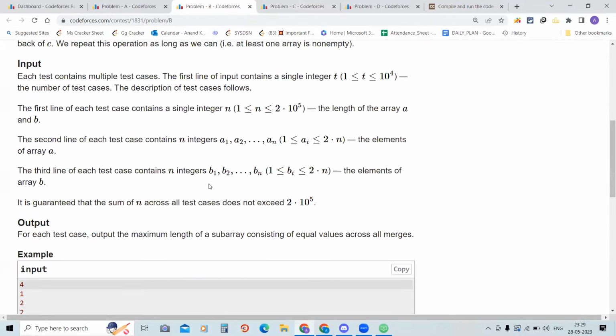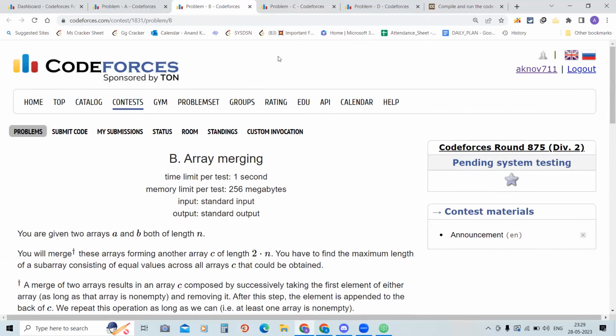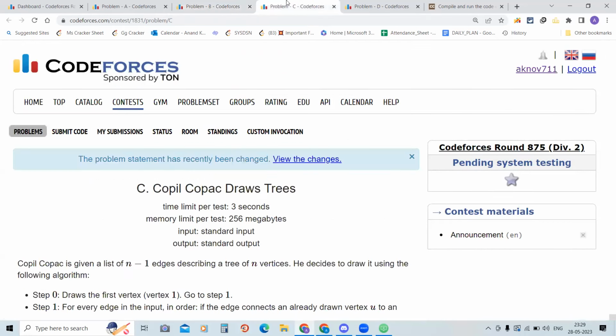So that was the solution to B. Okay, and if there are no doubts, we can move to problem C.